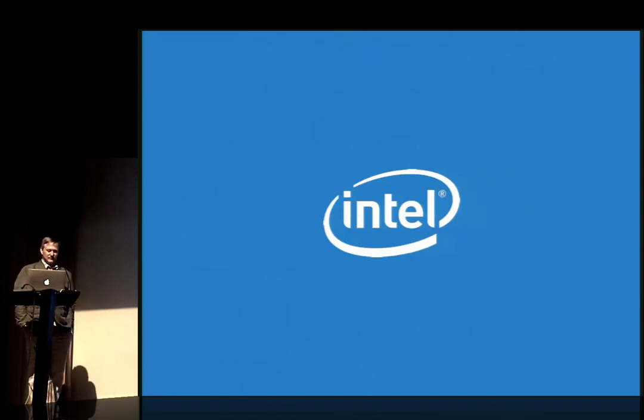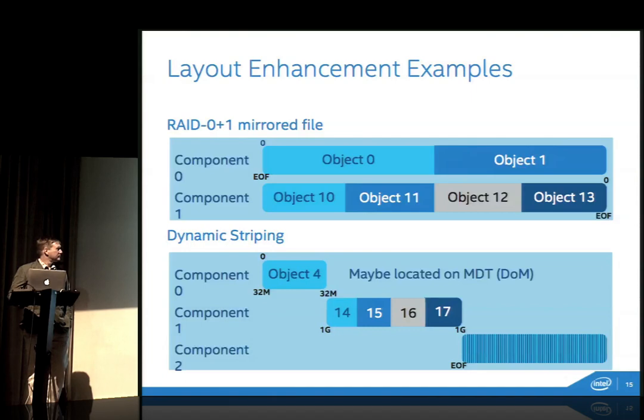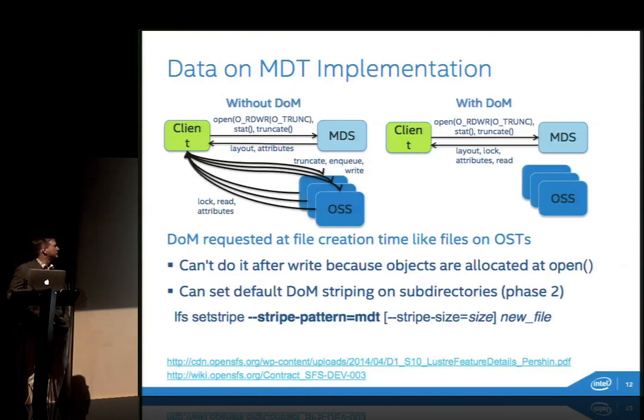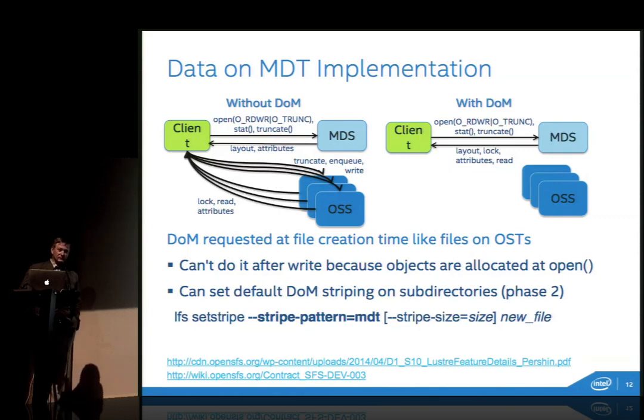Second question is about data on MDT. Per your slides, you will have increased numbers of RPCs to the MDT. In the traditional scheme, you send one RPC to the MDT just to open a file, maybe a size modification and layout. But with data on MDT, we will overload the MDT with data requests.